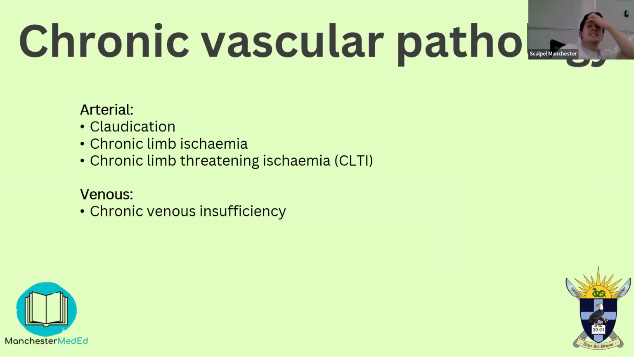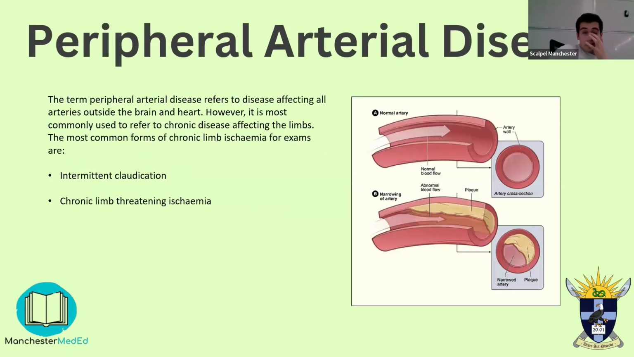Chronic vascular pathology. So in this section, I'm going to look at claudication, chronic limb ischemia, chronic limb-threatening ischemia, and chronic venous insufficiency. So a quick word on terminology, because this is being very nitpicky and very particular, and for most people you speak to, it won't matter, but it's worth being aware of.